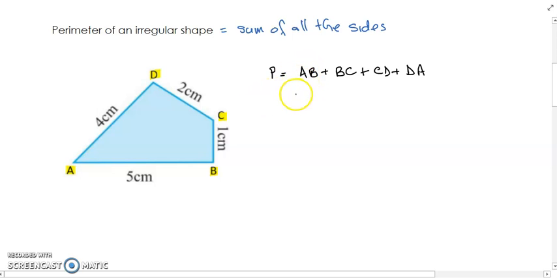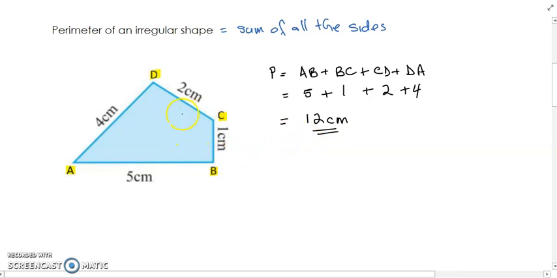All right. What is AB? AB is 5 centimeters. Just there, we put it at the end. We know AB is 5. BC is 1. All right. CD is 2. DA is 4. So when we add all of those up, 5 plus 1 is 6. 6 plus 2 is 8. 8 plus 4 is 12. So the answer for this would be 12 centimeters.